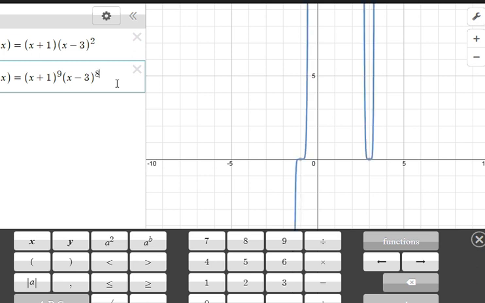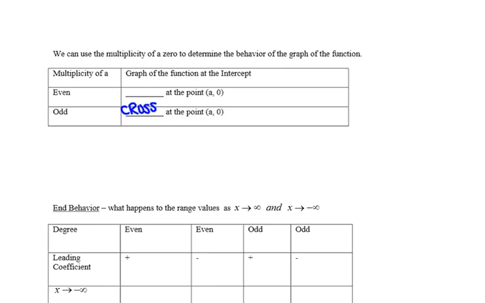Let's try to the 8th. Exactly the same. So when the multiplicity is even, let's go back to our sheet, then it's not going to cross at A0. What I refer to it as is it will kiss at A0 and go in the opposite direction. Okay? So again, the multiplicity, whether it's even or odd, will let me know exactly the behavior of that particular point at that particular spot.